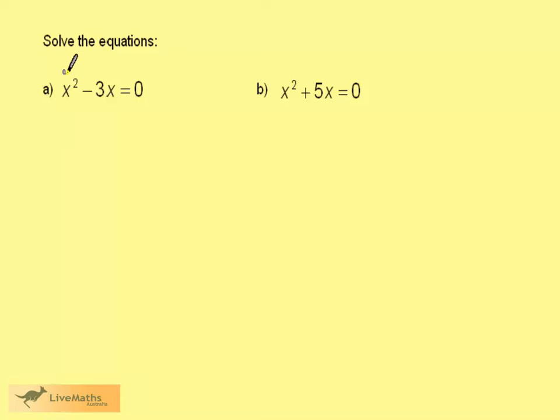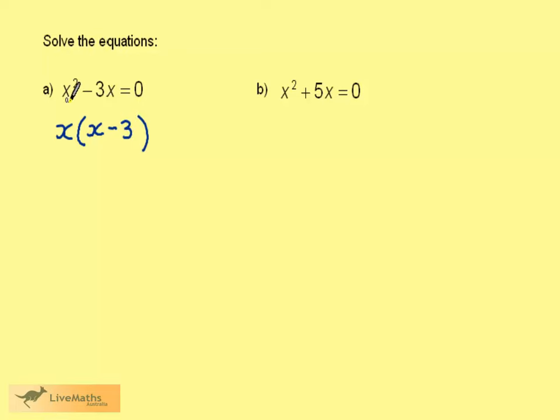We want to solve the equations below, the first of which is x squared minus 3x is equal to 0. We can factorize the left-hand side. We should be able to spot the common factor of x. Open a bracket. X times x gives us x squared. X times minus 3 would give minus 3x.